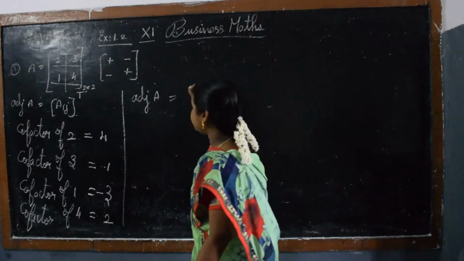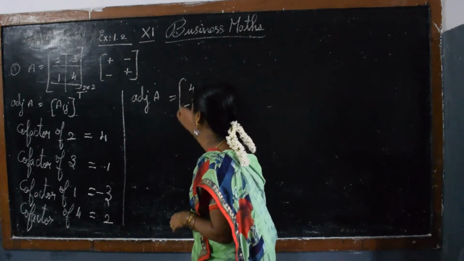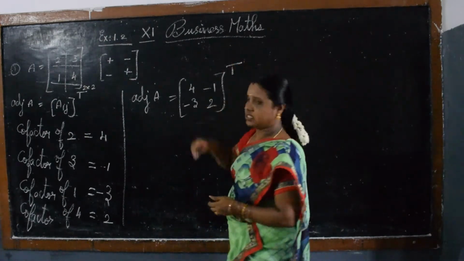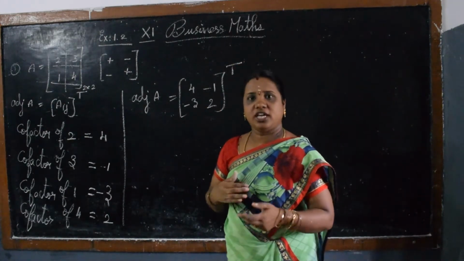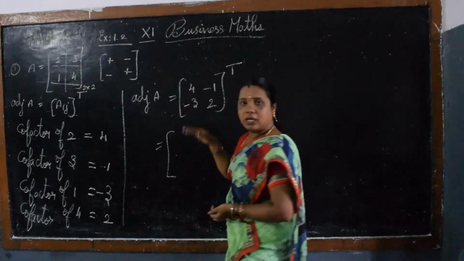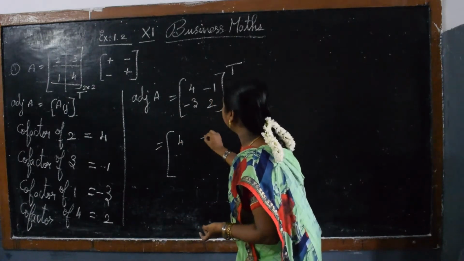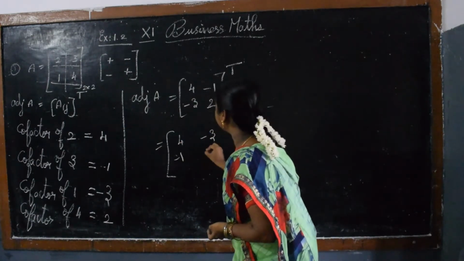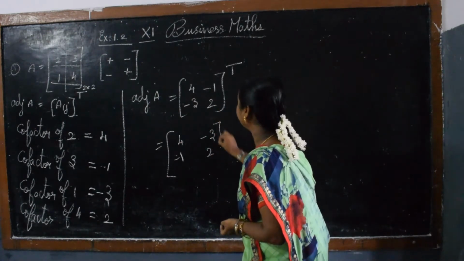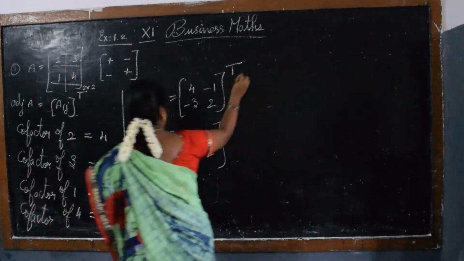Okay. What is the first element? 4, minus 1, minus 3, 2. Now take the transpose for this. What is meant by transpose? Change row into column. So listen, row and column, column and row change. So what is the answer? 4, minus 3, minus 1, 2. This is the adjoint of the given matrix A.